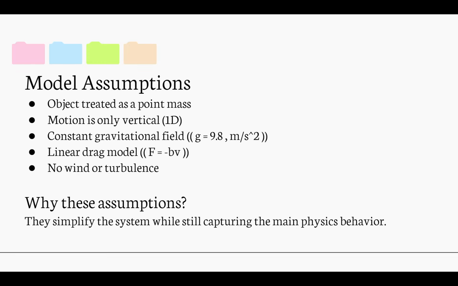Model assumptions: the object is treated as a point mass. Motion is only vertical, in one dimension. Constant gravitational field, where g equals 9.8 meters per second squared. Linear drag model, F equals negative bv. No wind or turbulence. These assumptions simplify the system while still capturing the main physics behavior at play.